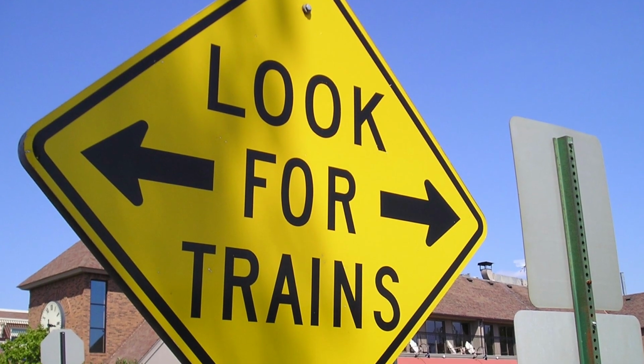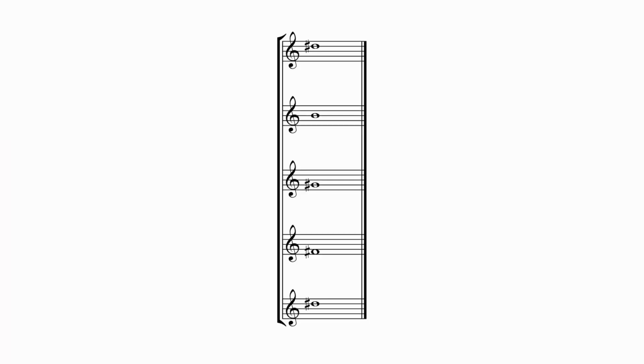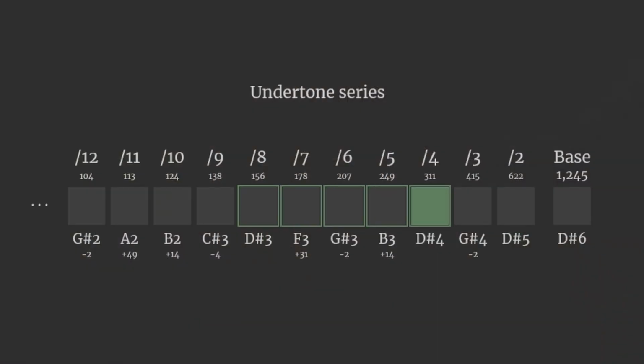If you have ever been near trains in the United States, chances are you have heard a K5LA, one of the popular types of train horns. Its tones are D sharp, F sharp, G sharp, B, and then another D sharp. A very similar chord can be produced by playing tones of a D sharp undertone series.